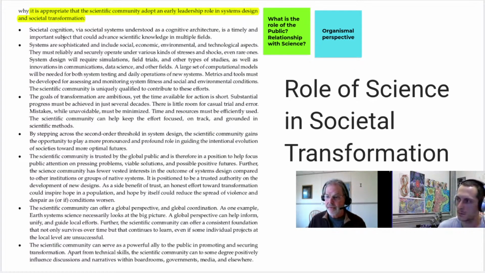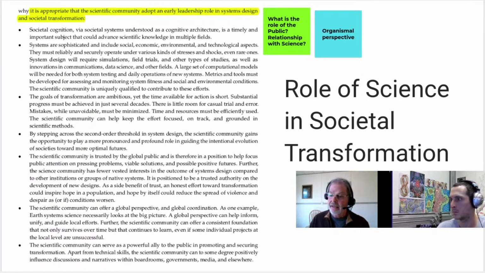The goals of transformation are ambitious. This is the third bullet, and yet the time available for action is short. So this has to be not tinkering, but moving in a direct and focused way towards societal transformation and the development of new systems. And the science community can help with that, to keep it all on track and moving forward. I've already mentioned the second order science threshold, the threshold to a new way of doing science, and that can be useful and involve science more in the public sphere in the future.